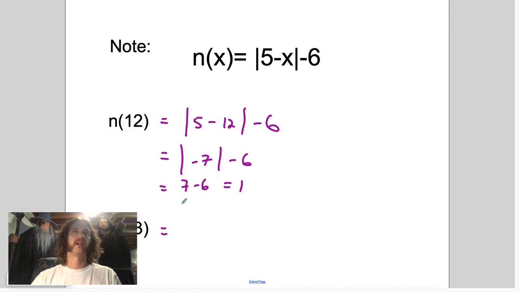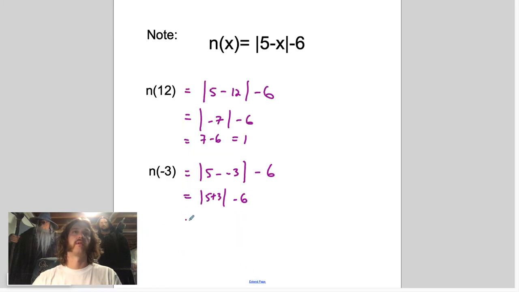Okay, let's do negative 3. You guys can try that on your own if you'd like. 5 minus negative 3, absolute value, minus 6. 5 minus negative 3 is really 5 plus 3, minus 6, which is equal to the absolute value of 8 minus 6. Absolute value of 8 is 8, minus 6 is 2.